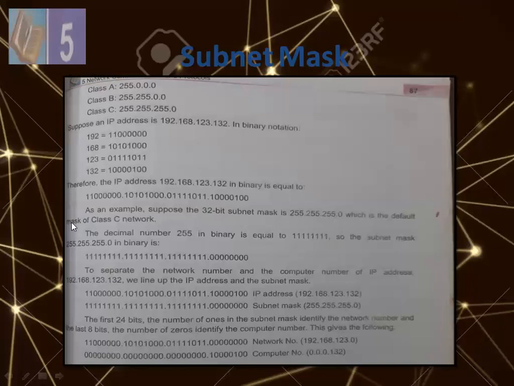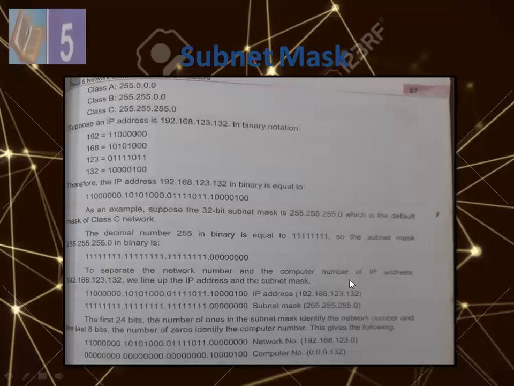As an example, suppose the 32-bit subnet mask is 255.255.255.0, which is the default subnet mask of a class C network. So this IP address belongs to class C. This is the dotted decimal notation, and this is the binary form of your IP address. The decimal number 255 in binary is all ones. It means all bits are on. So the subnet mask 255.255.255.0 in binary is all ones, followed by all zeros.